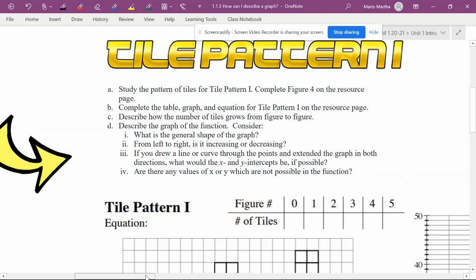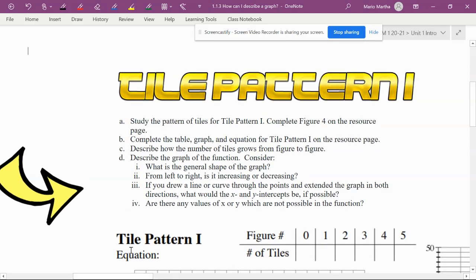So let's look at the first one, tile pattern number one. I'm going to give you options to do these. The first option is you can print out the PDF that I've attached to the assignment. The other is you can use the online tool and keep notes in your notebook as well. You can also use the PDF and the online tools. Whatever you want to do is up to you.